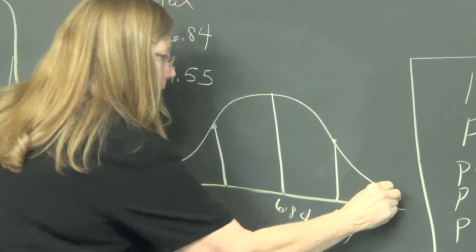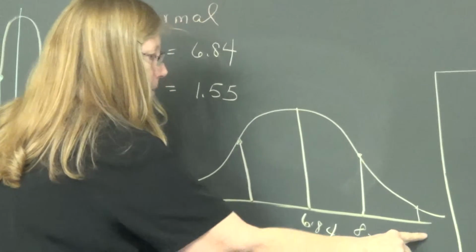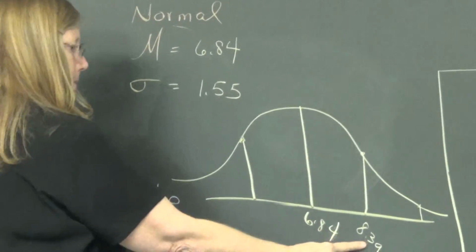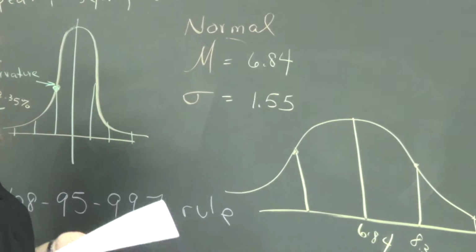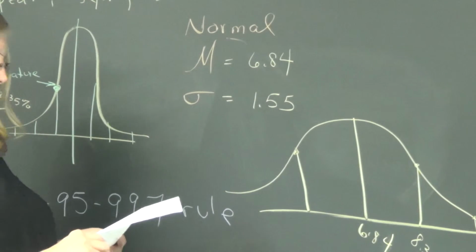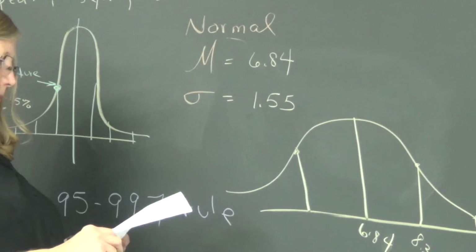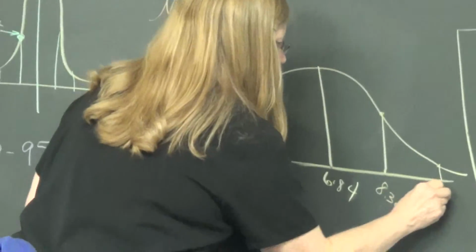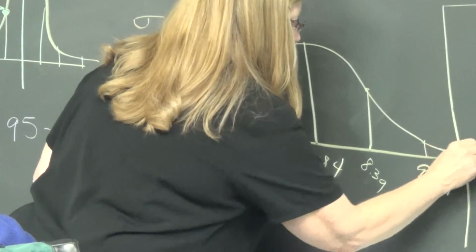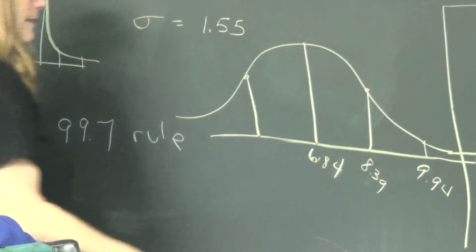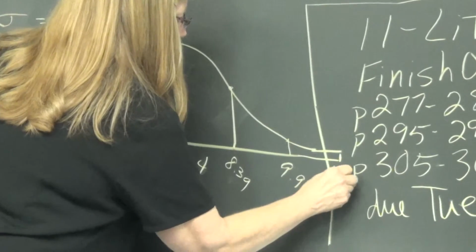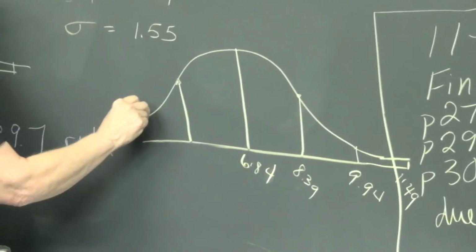The next one, 2 standard deviations from the mean. Julia, add to this number 1.55. 9.94. And one more. 11.49. All right, now let's go backwards.